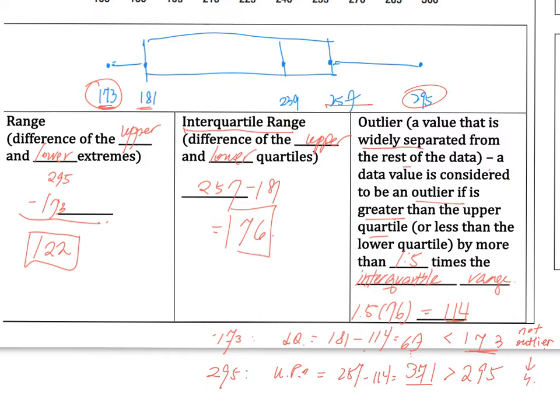In order for 295 to be an outlier, like a point that's way off, it needs to be bigger than 371, excuse me, which I obtained from taking the upper quartile and subtracting it from the number 114, which I obtained from multiplying 1.5 by the interquartile range. Okay, so you need to really understand the concept behind what an outlier is in order to determine whether the points or the values are outliers or not.